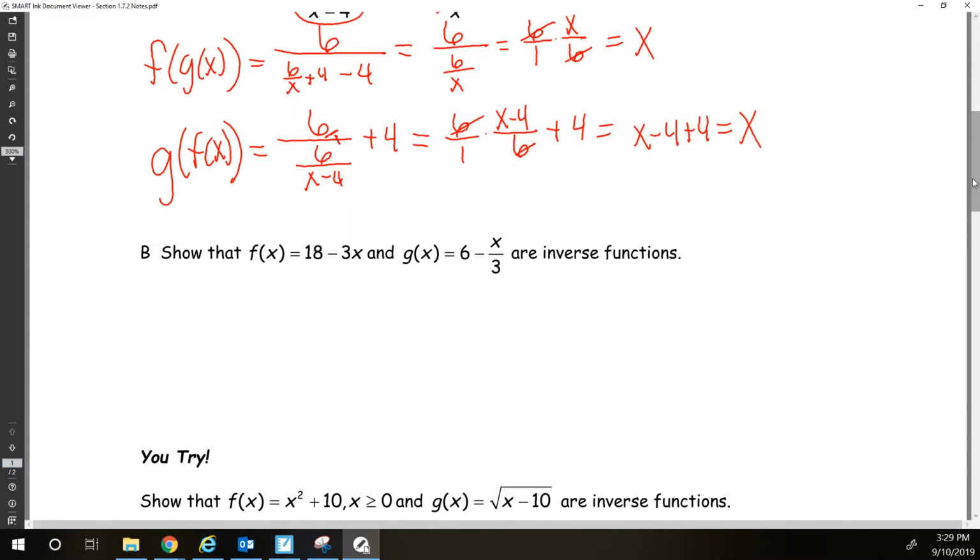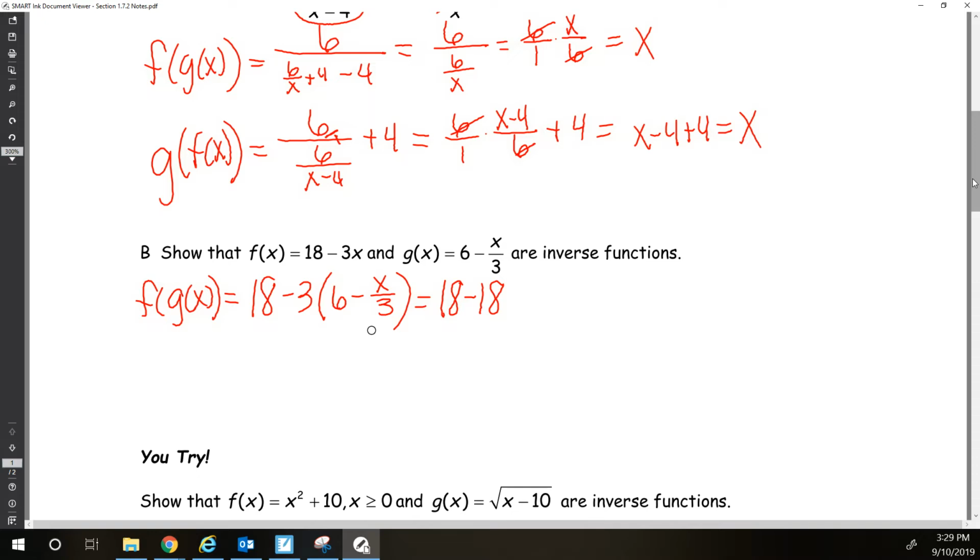All right, looking at B. Okay, I'm going to show f of g of x has to be equal to x. This is going to be 18 minus 3, not times x, but times g of x. 6 minus x over 3. I'm going to go ahead and distribute that 3, so I've got 18. Leave that alone for a minute. Negative 3 times 6 would be negative 18.